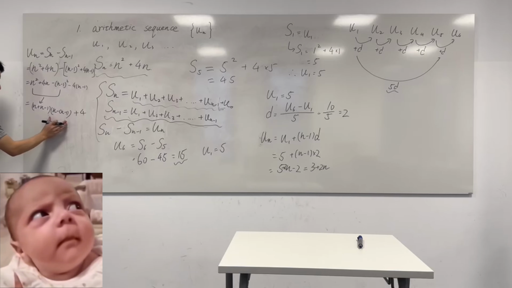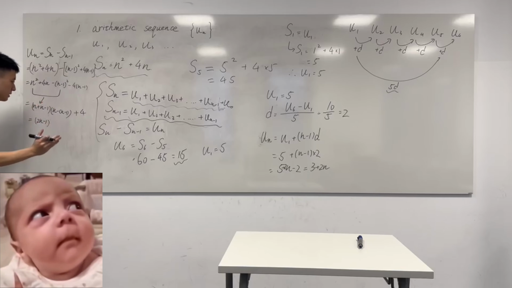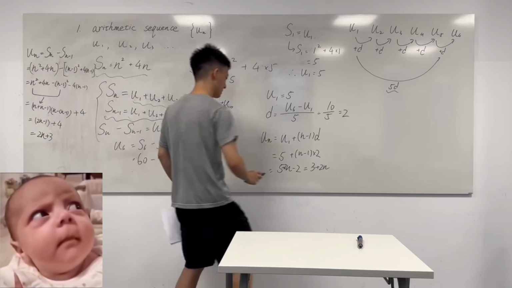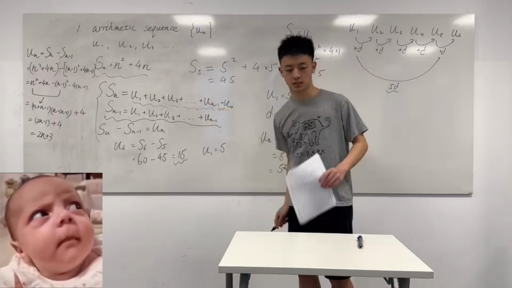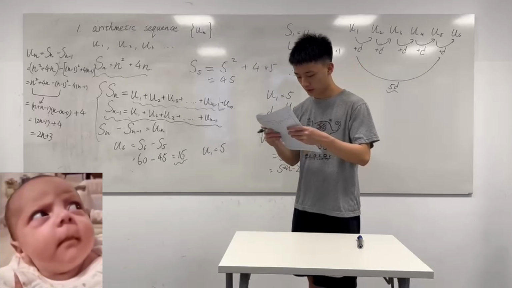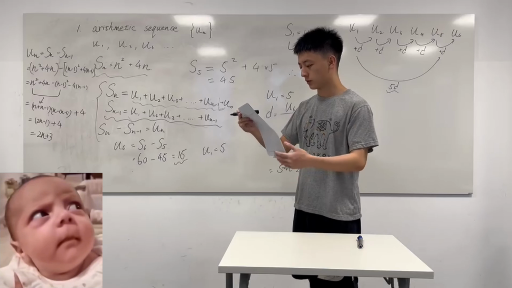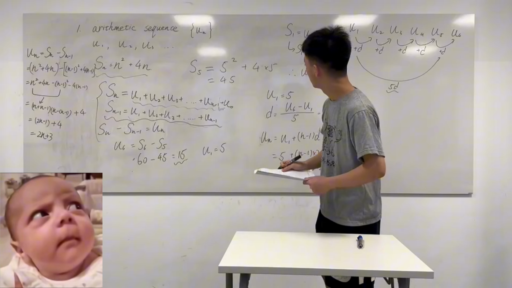Then let's simplify this. n plus n minus 1 is 2n minus 1. n minus bracket n minus 1 is 1, so it's nothing. Therefore, we get 2n minus 1 plus 4. So we get 2n plus 3. The result is exactly the same: 2n plus 3, 2n plus 3. So we get the answer, the expression for u_n in terms of n.